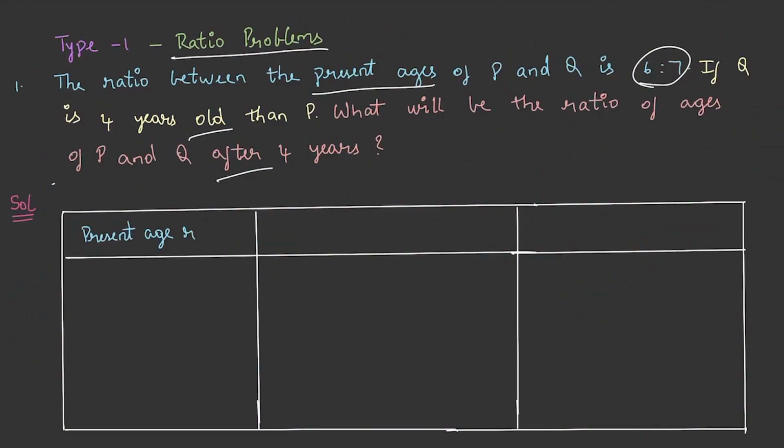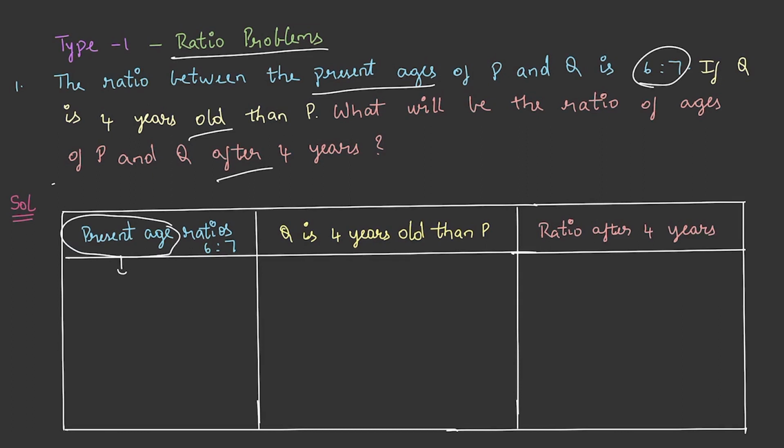Let's take the first part of the question in the first column. Similarly, the second part of the question in the second column. And finally, the last one in the last column. Let's assume the present age as x. Given ratio is 6:7. As the present age is x, let's say P is to Q is equal to 6x is to 7x. Therefore, P is equal to 6x, Q is equal to 7x.